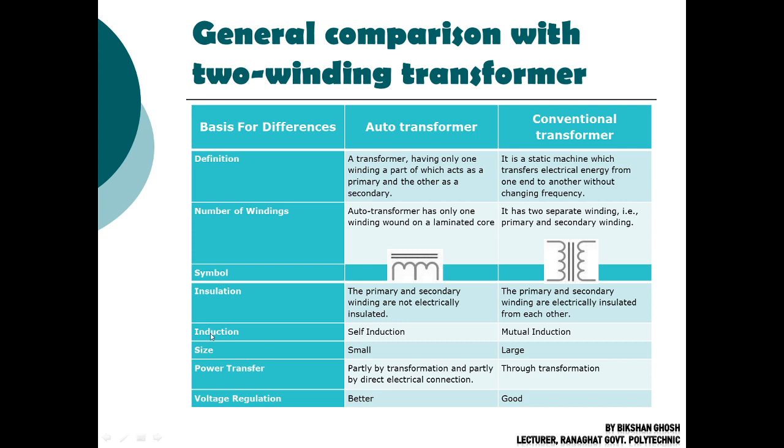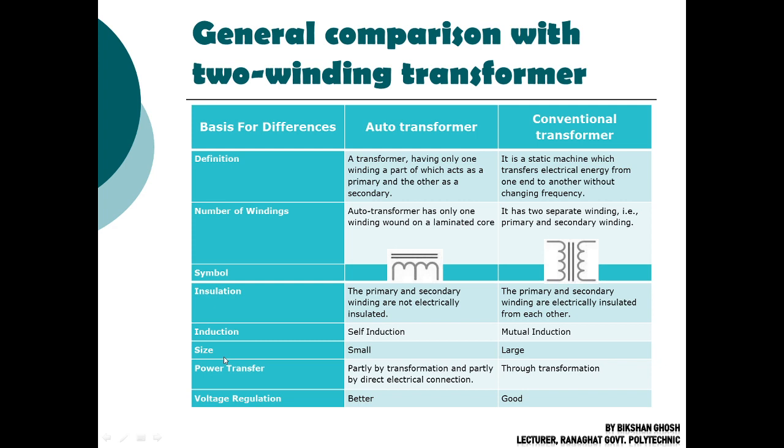so they are electrically insulated from each other. Now induction: in the case of an autotransformer, it operates on the principle of self-induction, whereas in the case of a two-winding transformer, it operates on the principle of mutual induction, because there are two distinct windings, and in the secondary the voltage is induced due to mutual induction. Okay, the size: as the number of turns is lesser and only a single winding is there, definitely the size of an autotransformer is small and the conventional transformer is large, considering the same kVA capacity.